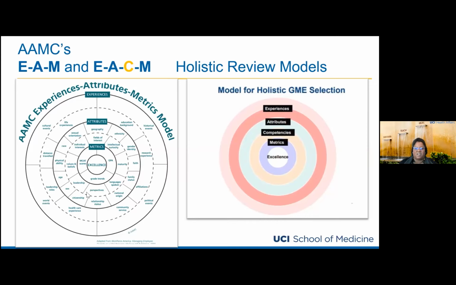On the right-hand side, you'll see that they've also created a model for holistic GME selection. Excellence is still there, but you'll see that they added a C in the acronym for competencies. And so there are some wonderful opportunities, once again, to take what we're utilizing currently at the UME level as far as considerations for applicants' holistic experience: what are they bringing to the table when it comes to their experiences, their attributes, their competencies, as well as their metrics.